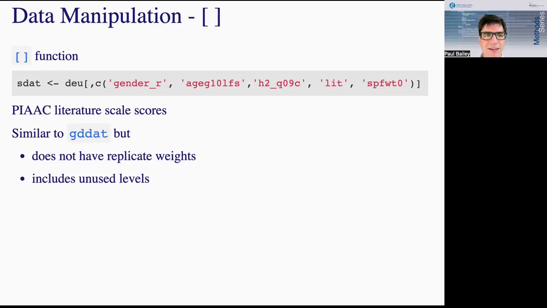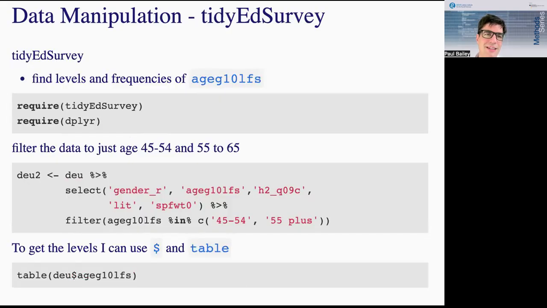The third method is to use tidyEdSurvey. We've already done this before, but you need to require tidyEdSurvey, and I recommend always doing that. And then you would require dplyr, because we're going to use dplyr verbs here. Then you can read in the data, and I recommend selecting first because that will make it run much faster. You select just the columns you want, and then here I do a filter. I'm filtering to just those who are age 45 to 65.